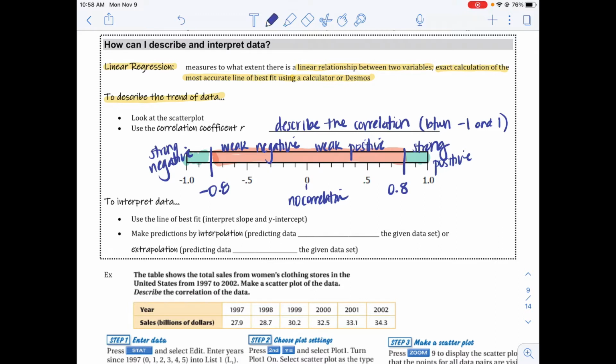And we're going to make predictions by using interpolation, which is predicting data inside the given data set, or extrapolation, which is the term we use for predicting data outside of the given data set. Okay? And so here we have an example which is going to help us practice describing and interpreting data.